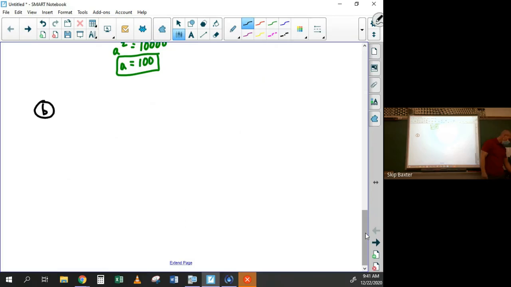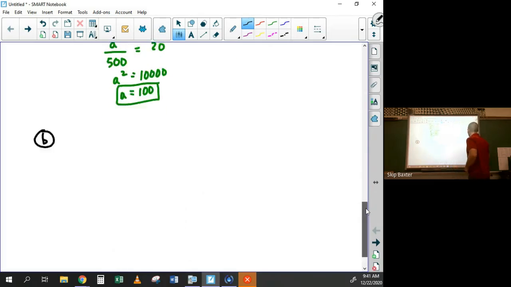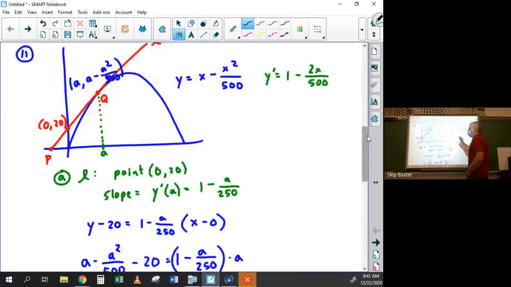Part B, it says write an equation for line L. Okay, so if this point right here has coordinates, I know now it's 100, comma, you can find the y coordinate just by substituting in 100 into this formula and you get 80.